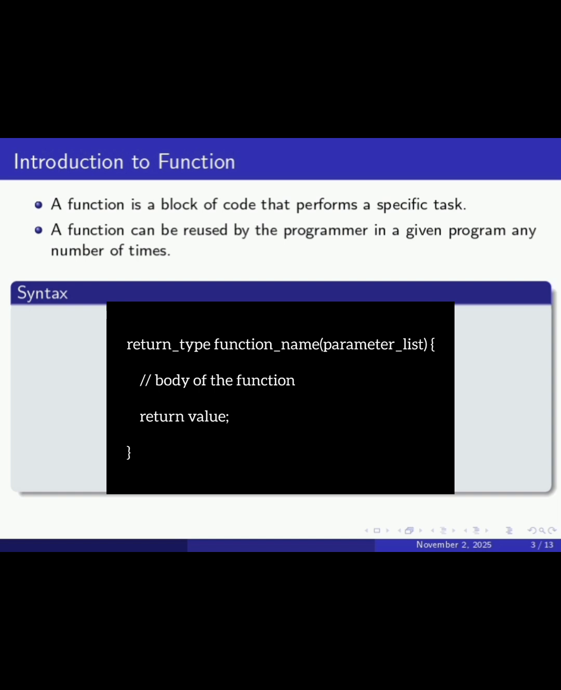The function body is written inside curly braces. Here we write all the statements that define what the function actually does. Finally, the return statement is used to send a value back to the place where the function was called. If the function does not return anything, then we skip this part.